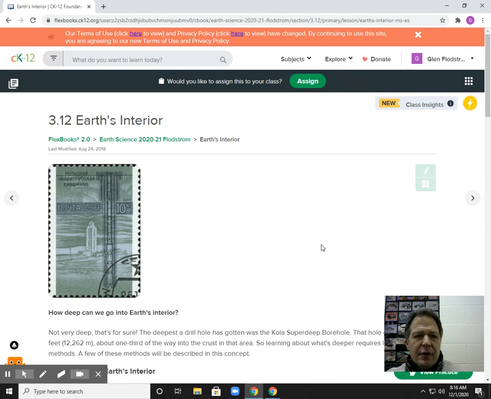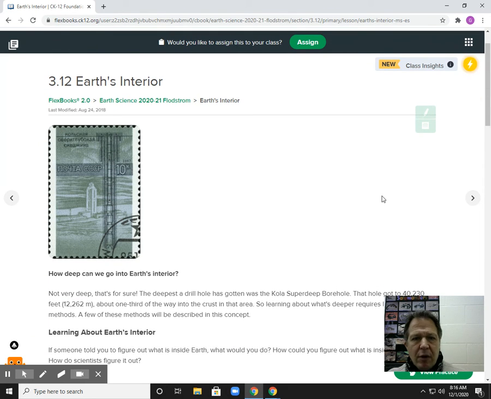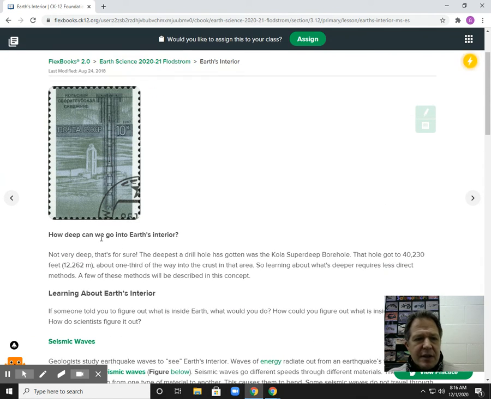Today in Earth Science, we're going to look at lesson 3.12. This is in CK12, and this is the Earth's interior. It's kind of a general overview. All right, so this is interesting. It says, how deep can we go into the Earth's interior? Not very deep, that's for sure.